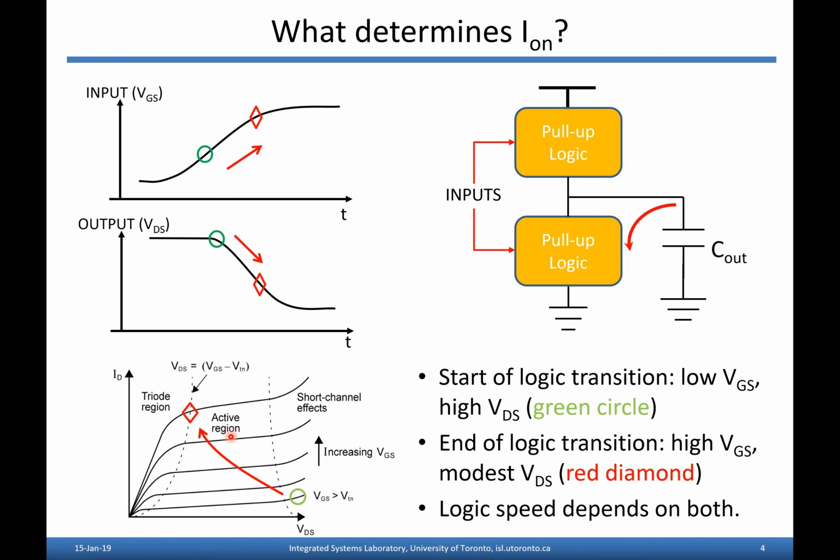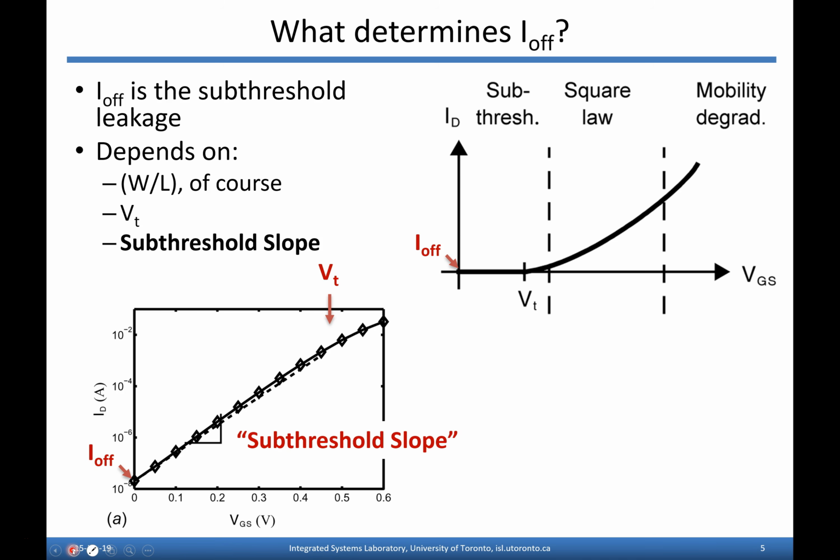So the logic speed really depends on the average. The on current, I on, depends on the average of all those currents all through that transition. And that'll be important later. We'll see different physical factors come into play.